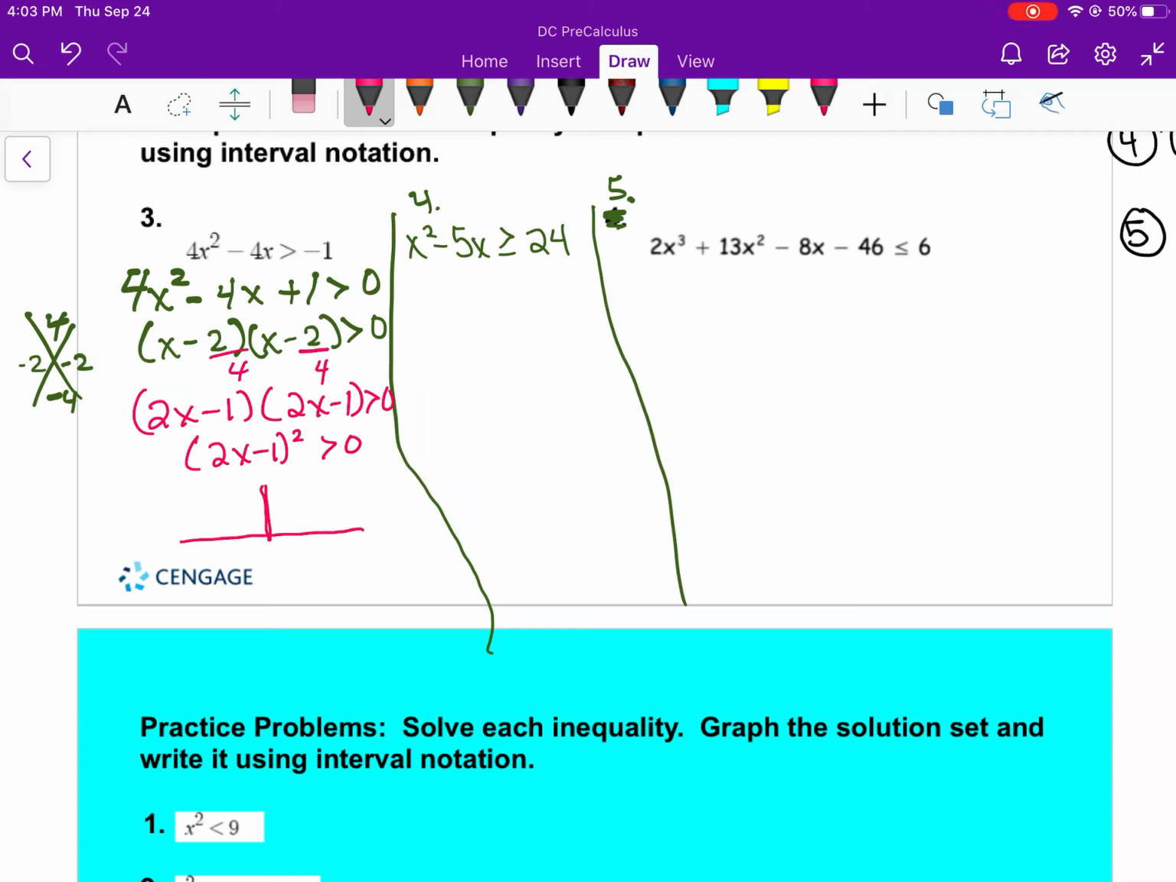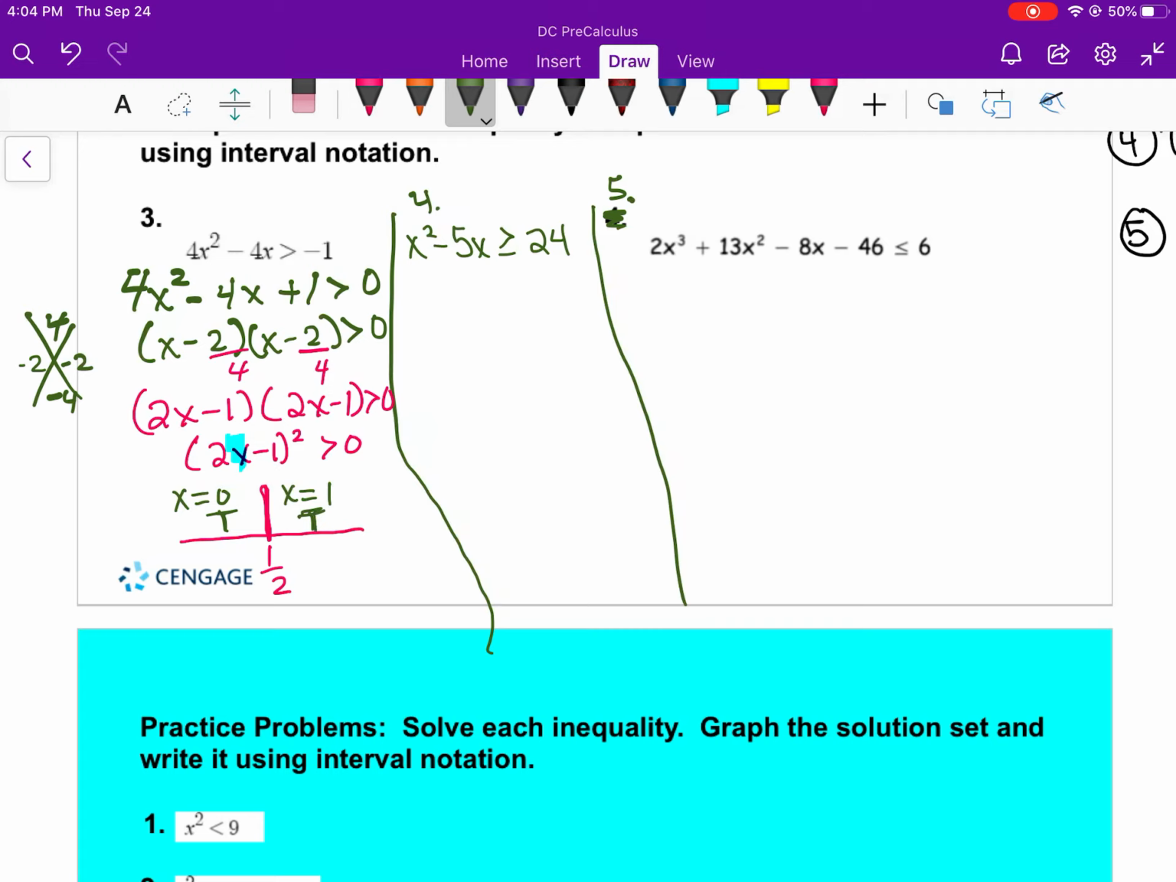And so 1/2 goes on my number line. So in this case, I only have one key number. All right, if I test something like x equals 0 or x equals 1, if I put 0 in, I'll have a negative number, but I'm squaring it. Squaring it gives me something positive, so this region's going to be true. If I put 1 in, I would get 2 times 1 minus 1, which is positive 1. Square it, I still have a positive number. And so this is true on both sides.